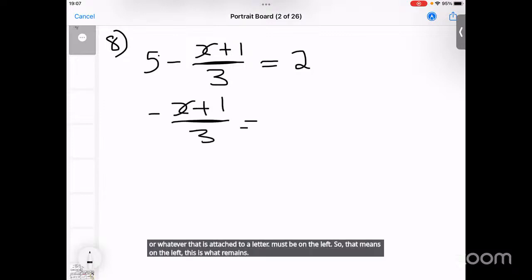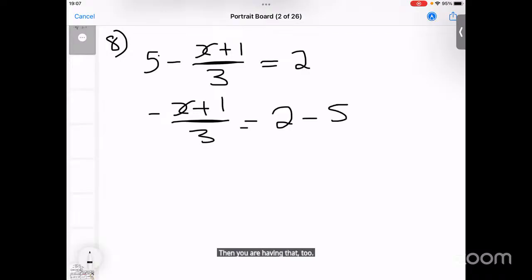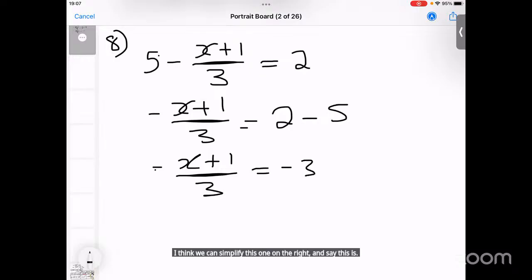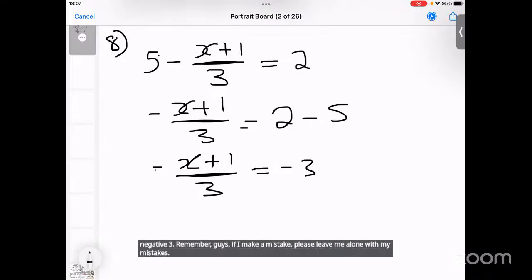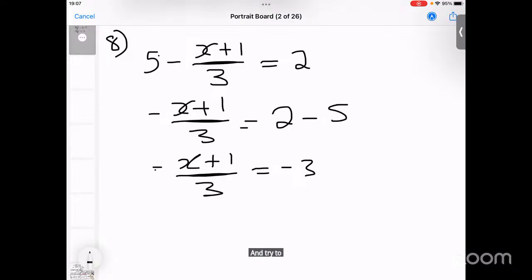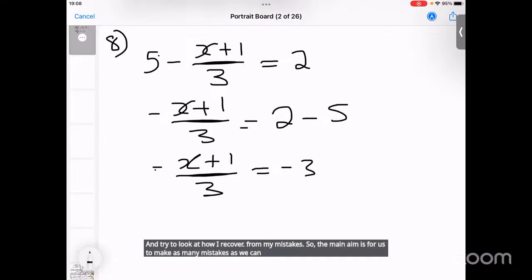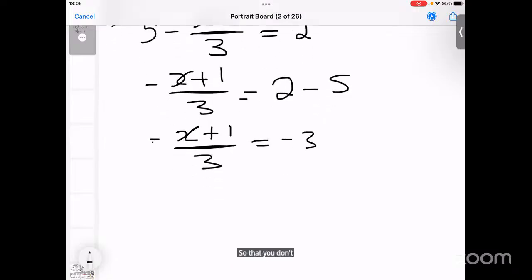And then you are having that 2 where you minus the 5. You must just always remember to minus. But now, I think we can simplify this one on the right and say this is negative 3. Remember, guys, if I make a mistake, please leave me alone with my mistakes and try to look at how I recover from my mistakes. The main aim is for us to make as many mistakes as we can during these lessons so that you don't repeat those in your exam.